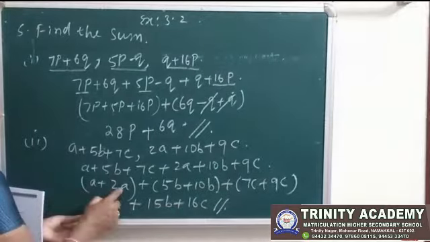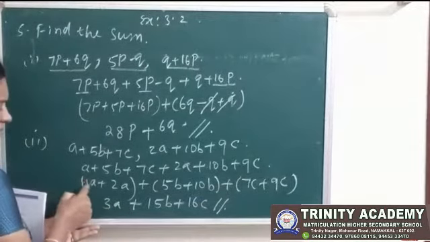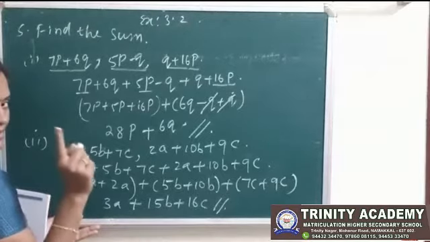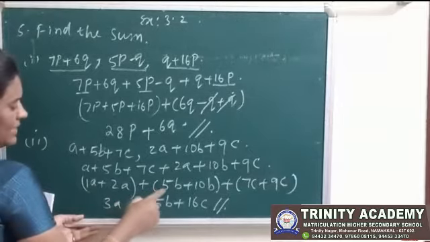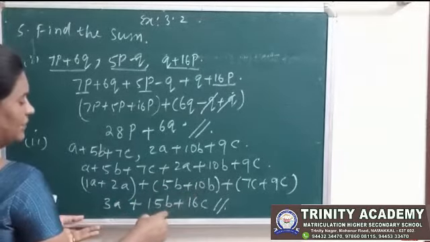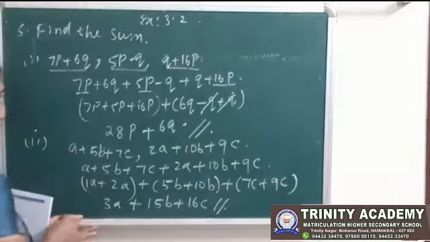See here, a plus 2a is 3a. A means that is 1a. There is no number in front of a, it is understood that it is 1. 1a plus 2a, 3a, plus 5b plus 10b, 15b, plus 7c plus 9c, 16c.